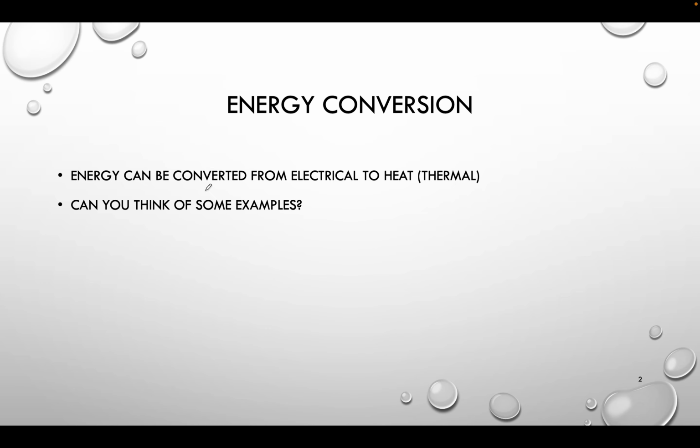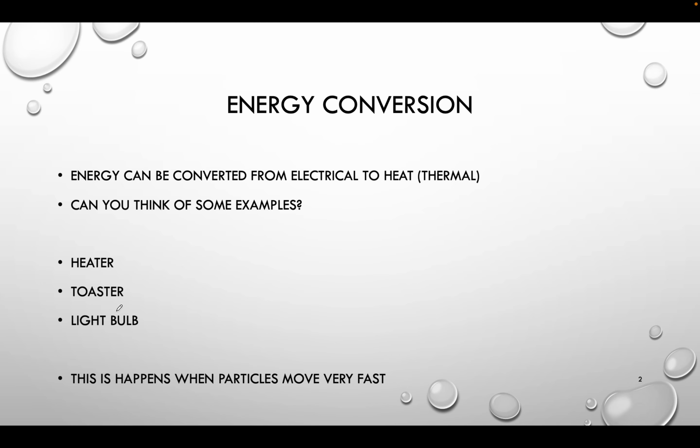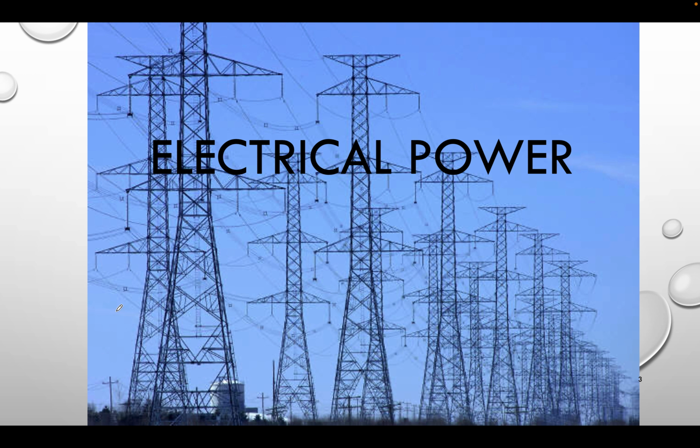So for something that will convert electrical to heat, you can say, of course, a heater, a toaster, a light bulb, hair straighteners, anything like that. Something that converts it to light, you will obviously say the light bulb itself, it creates light. Light bulb makes more heat than light, funnily enough. So this happens when particles are moving very, very fast, bump into each other, creates friction, and things get hot.